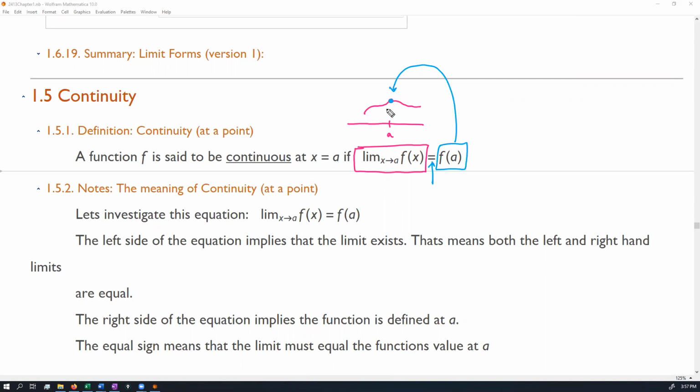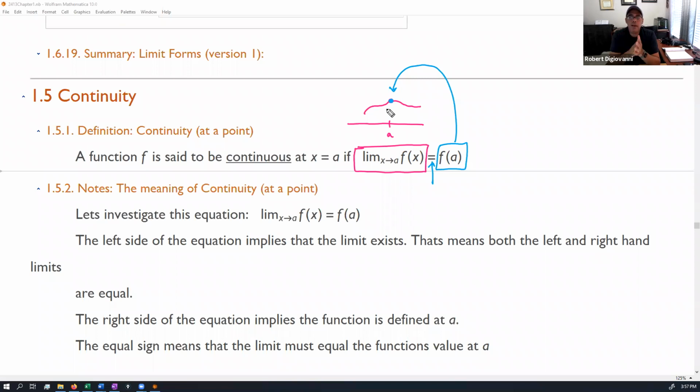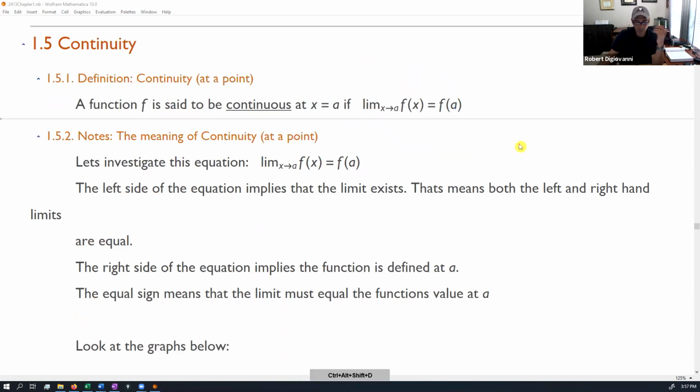So basically the limit as you approach a of the function has to be equal to the function's value at a. If the limit doesn't exist, then it's done. It's not continuous. If the function's not defined there, it's not continuous. You're going to have to see a couple of examples of this for you to understand, I think.